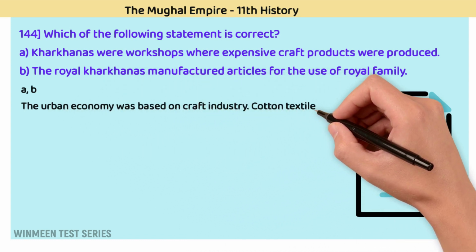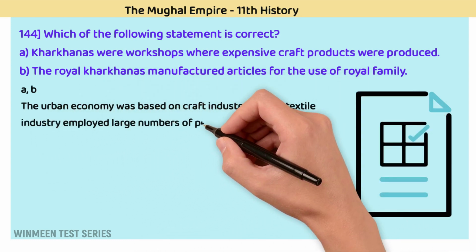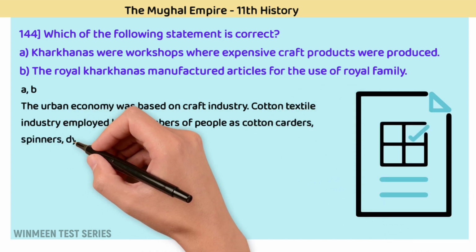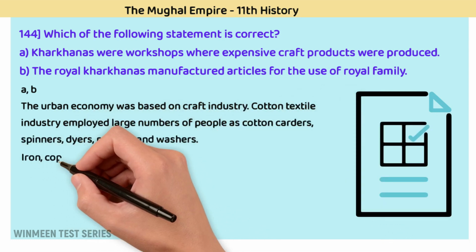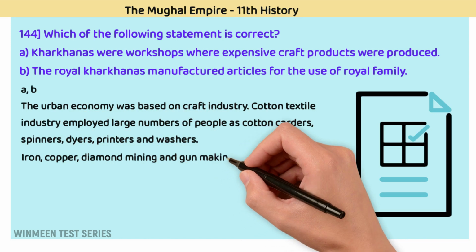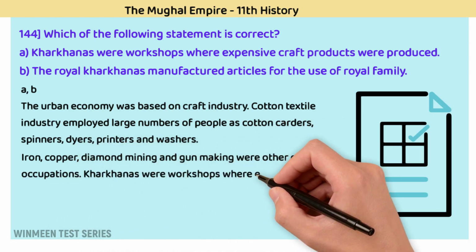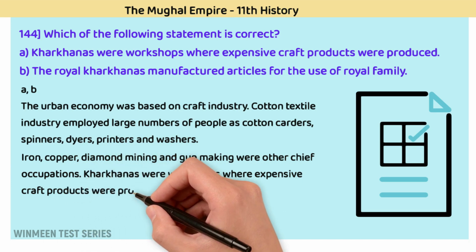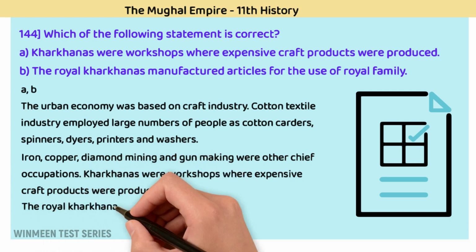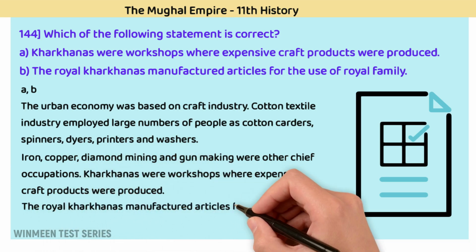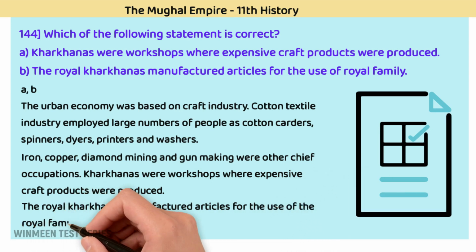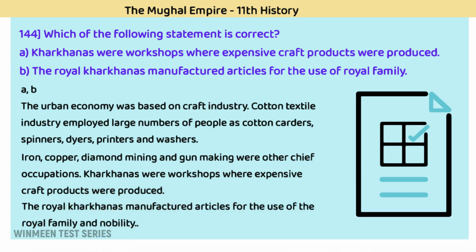The urban economy was based on craft industry. Cotton textile industry employed large numbers of people as cotton carders, spinners, dyers, printers, and washers. Iron, copper, diamond mining, and gun making were other chief occupations. Karkhanas were workshops where expensive crafts products were produced. The royal Karkhanas manufactured articles for the use of their royal family and nobility.